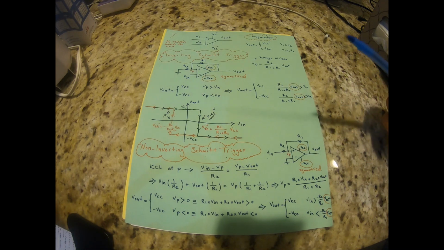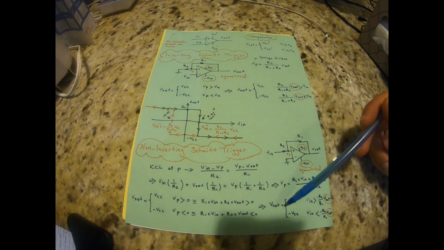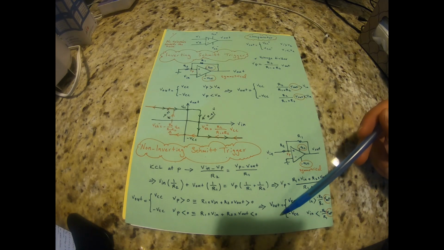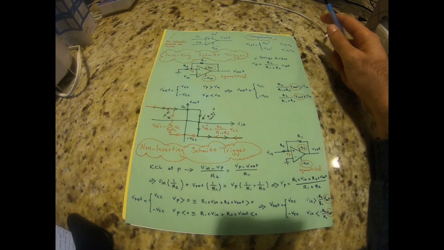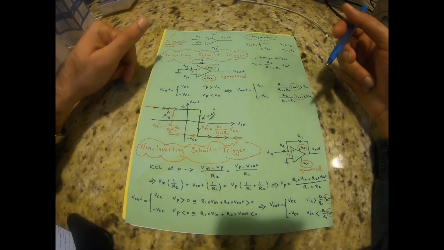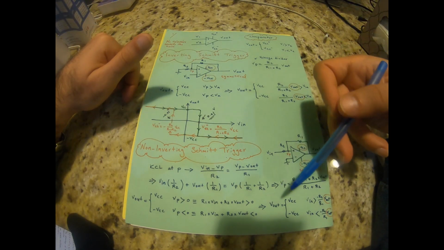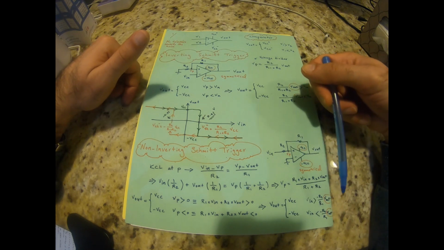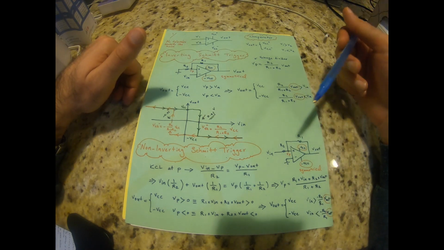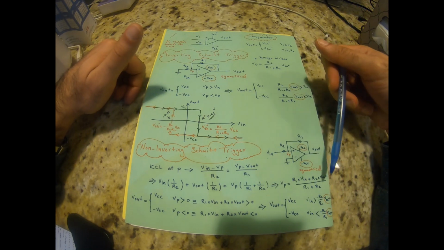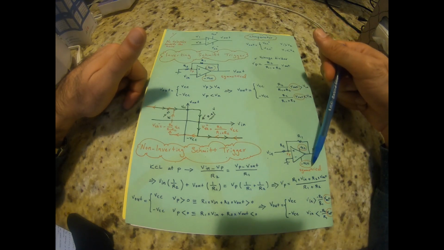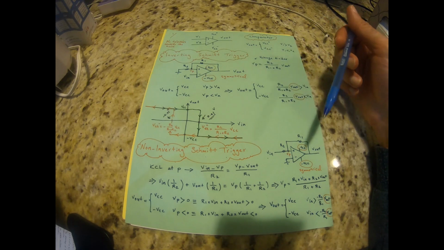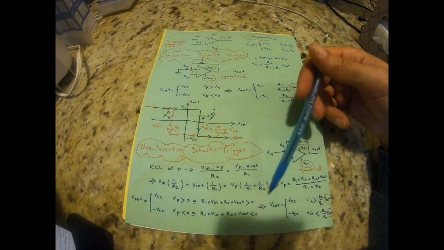Jerry pointed out that I made a mistake when I wrote the equation for the non-inverting Schmitt trigger. So I just want to emphasize that if I wrote something other than what you see here on the board, that was wrong. This is the correct equation for the output voltage of the non-inverting Schmitt trigger. So how do we find this equation?